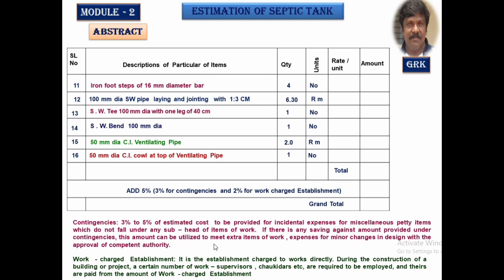Hope you understood how to estimate the quantities of the different items for the septic tank and the soak pit, as well as how to write the tabular column for the abstract to get the total amount incurred for the project.